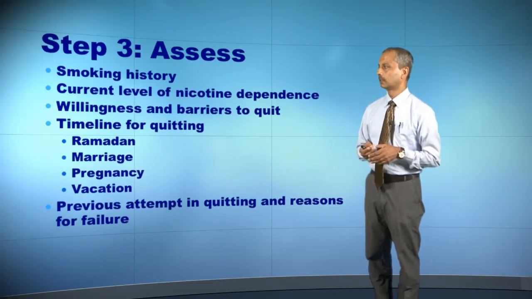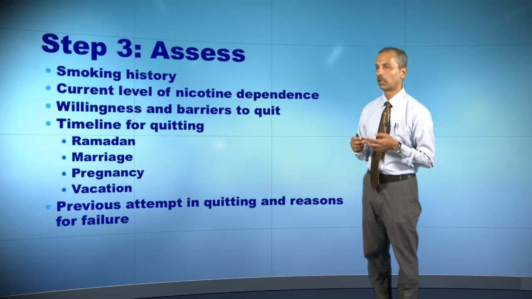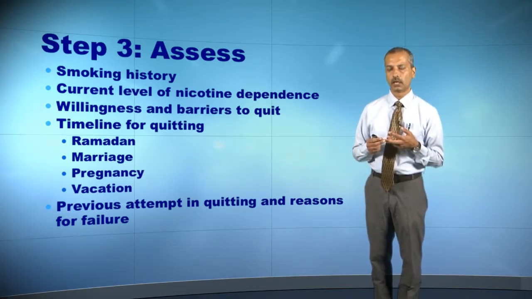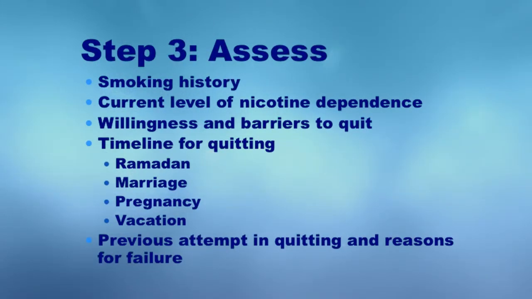Step 3 is assess. Assess the smoking history, current level of nicotine dependence, and whether he or she is willing to quit. If he or she is not, then we have to identify the reasons for not quitting. And we also have to come up with a definite time frame, and it is important to set a date by which that person should quit. We can take opportune moments such as Ramadan, marriage, a pregnancy, or a vacation time to set the date for quitting.